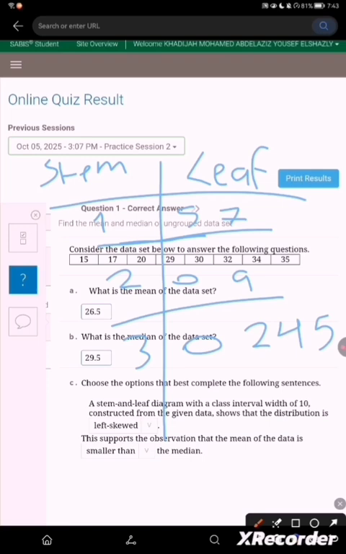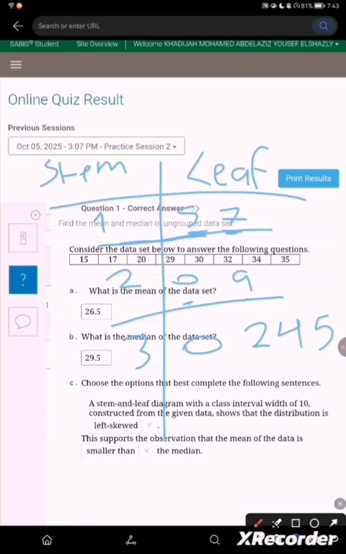Like, for example, this 5 over here, which is considered 15, is the first term. 7, which is considered 17, is the second. 20 is the third. 29 is the fourth, and so on and so on. So, if you're given a stem and leaf and you want to find the median, first thing you have to do is find the term.